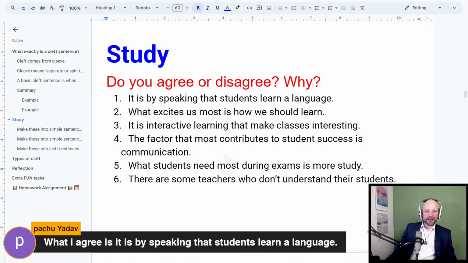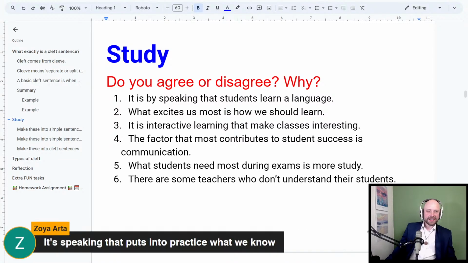Pachu says, what I agree is it is by speaking that students learn a language. Very good. What I agree with, you just need the preposition with. What I agree with is it's speaking that puts into practice what we know. Yeah, we don't always need to know it, actually. Sometimes you can just copy and try to understand by copying.